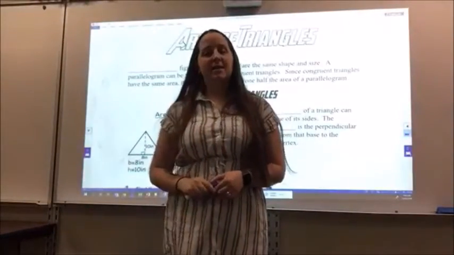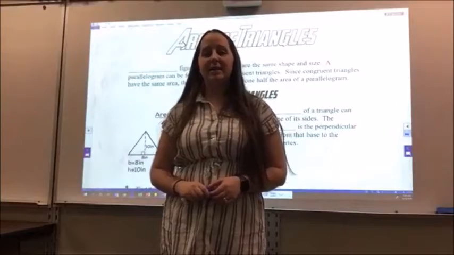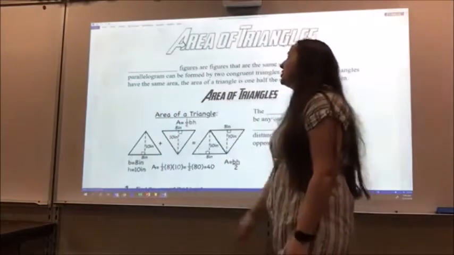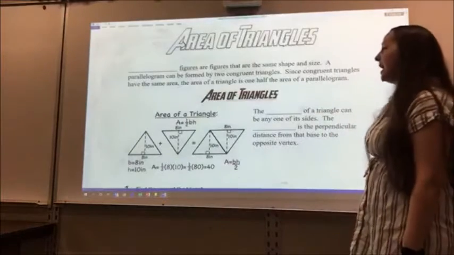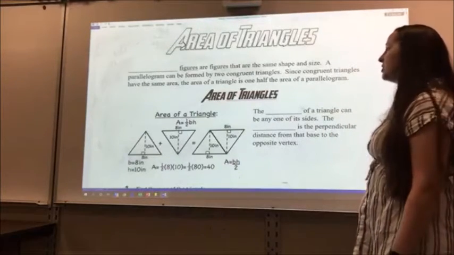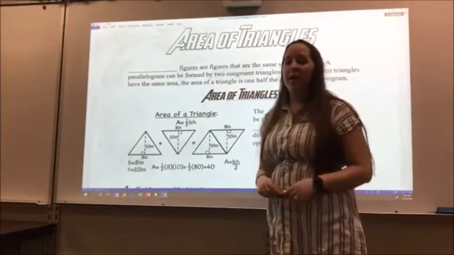This is Chapter 9, Lesson 2, Areas of Triangles. So, blank figures are figures that are the same shape and size. A parallelogram can be formed by two congruent triangles. So in this first blank, you're going to write congruent.